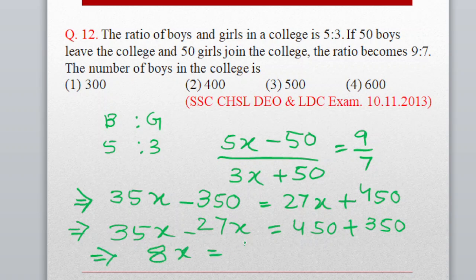Now this implies 8x is equal to 800. So this implies x is equal to 100. Originally the boys are 5x, so it is 5 into 100, that means 500. So the number of boys in the college is 500. That means here option 3 is the right answer. Now next question, that is question number 13.